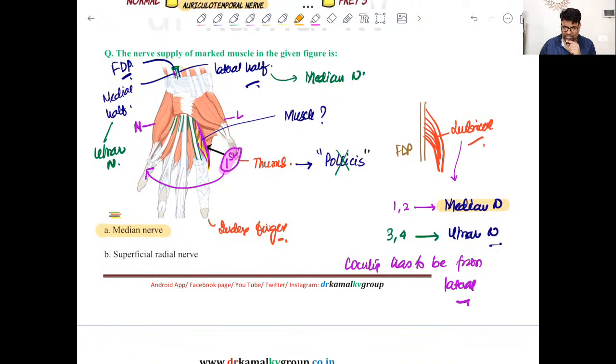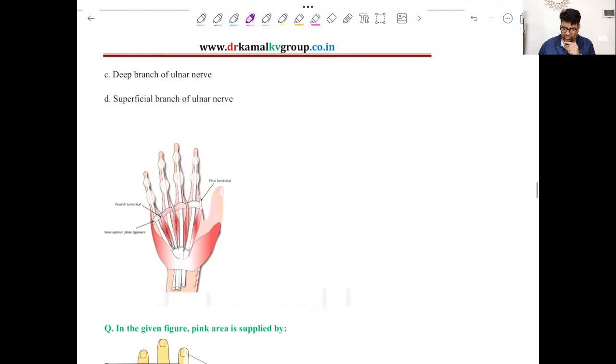So this is the reason why we are choosing median nerve here and not ulnar nerve, because ulnar nerve is for 3 and 4. For ulnar nerve, these are the medial 3rd and 4th tendons. So whatever lumbricals are originating from these portions will be supplied by the ulnar nerve, right? So 1st and 2nd by median nerve, 3rd and 4th by ulnar nerve. I think this concept is clear now. So this is how you can remember.